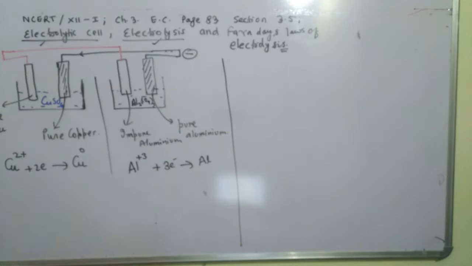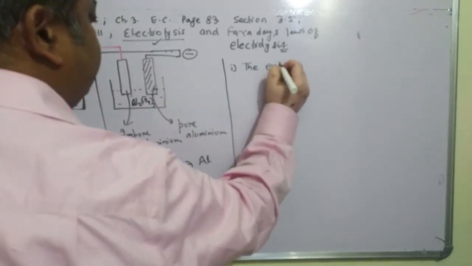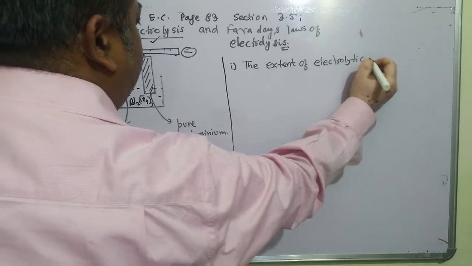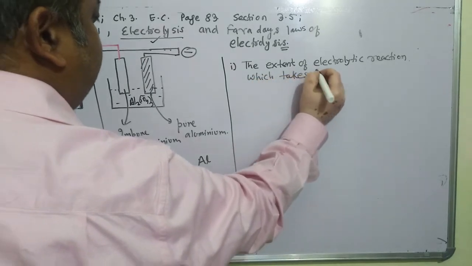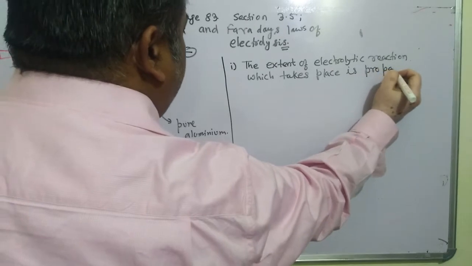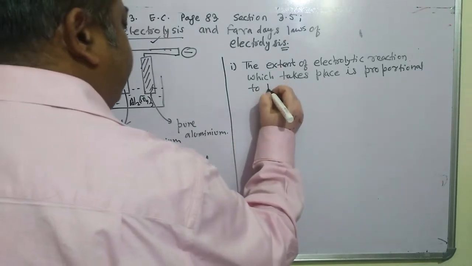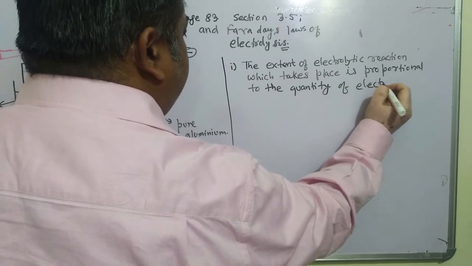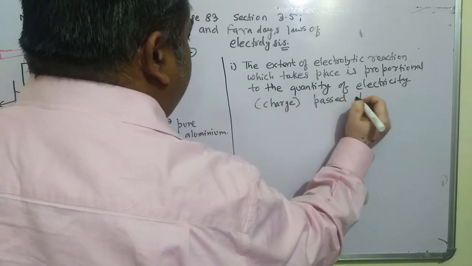According to Faraday's law of electrolysis, the first law is: the extent of electrochemical or electrolytic reaction which takes place is proportional to the quantity of electricity, that means charge, passed through it.